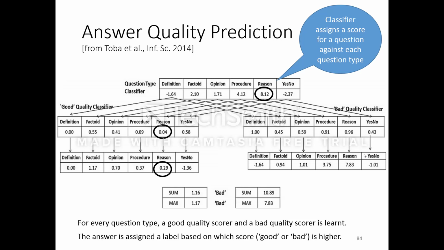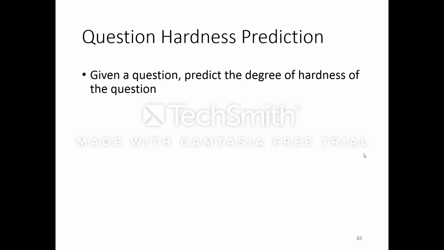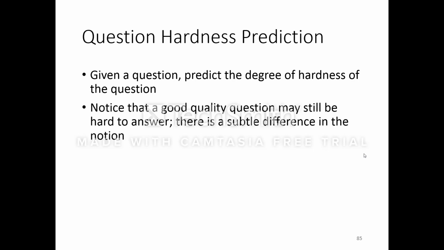So in this case, it is clearly going to get a label of bad, whether it is aggregated using the sum mechanism or using the max mechanism. But these need not exactly agree all the time. Sum and max are different functions, so you might need to make a choice as to whether you want to aggregate using sum or aggregate using max. Okay, so moving on, let's look at question hardness prediction. So given a question, the task is to predict the degree of hardness of the question. And you should notice that a good quality question may still be hard to answer, right?